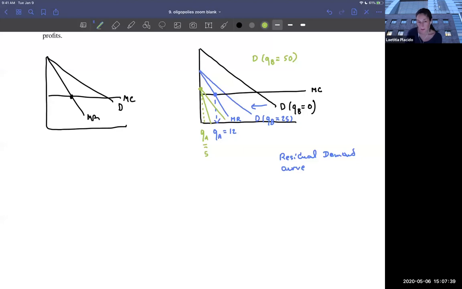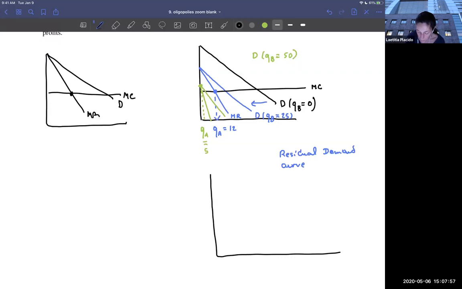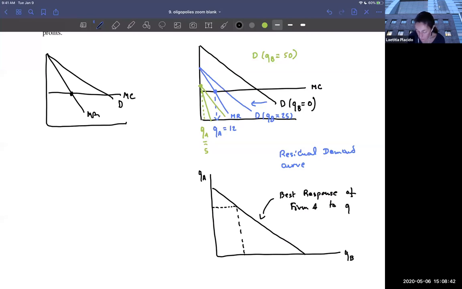Using this graph, you can calculate all the best responses of firm A to the different quantities produced by firm B. So from that graph, you are able to draw what we call a best response curve or a reaction curve. Let's put QA here on the vertical axis and QB on the horizontal axis. This reaction curve gives you the optimal quantity QA that firm A is going to produce for all the possible quantities QB. So that's what we call the best response of firm A to the quantity produced by firm B.